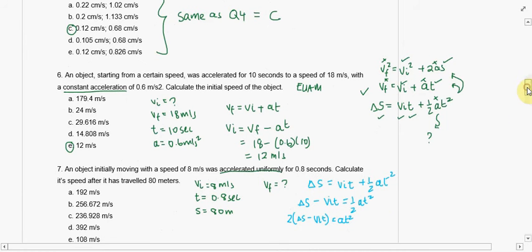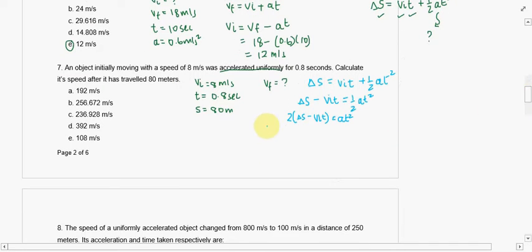Let's get this down a little bit here. Now I have to get A by itself, so I just divide both sides by t squared. This becomes 2 times (S minus Vi t) over t squared is equal to the acceleration. So I'm just going to calculate all of that over here. Well, now I can plug in the values, right?